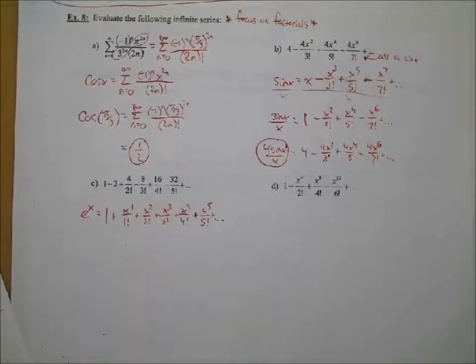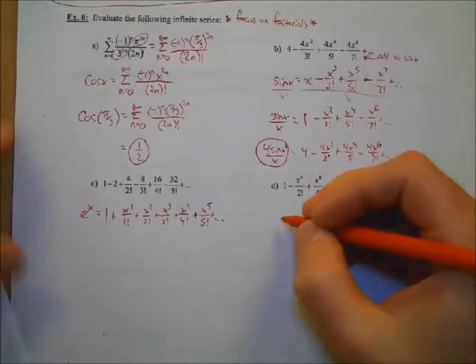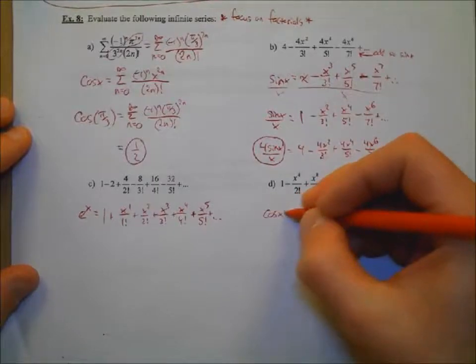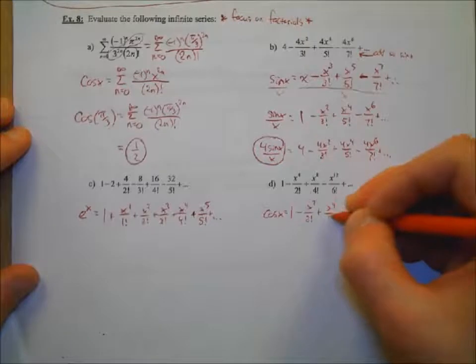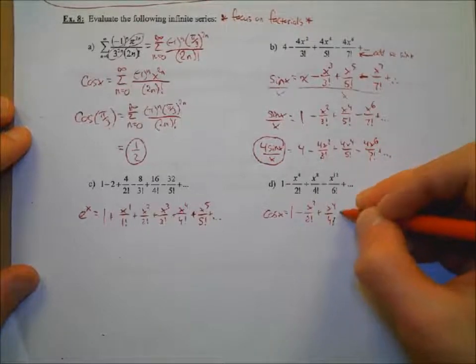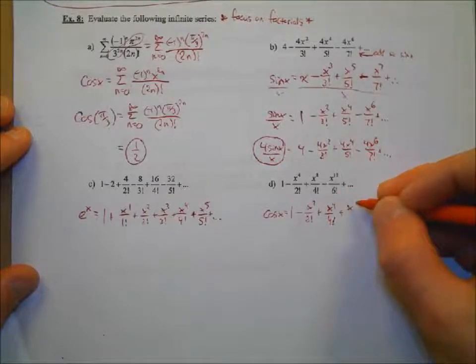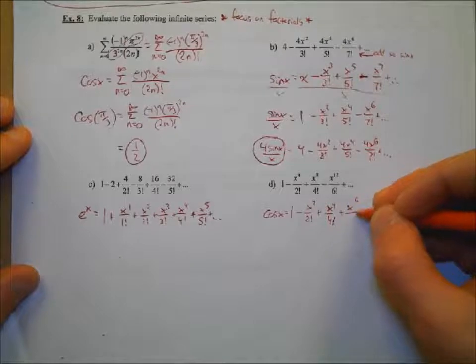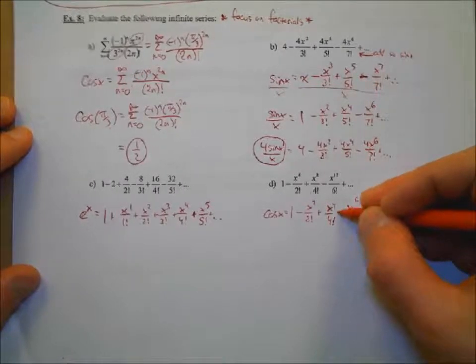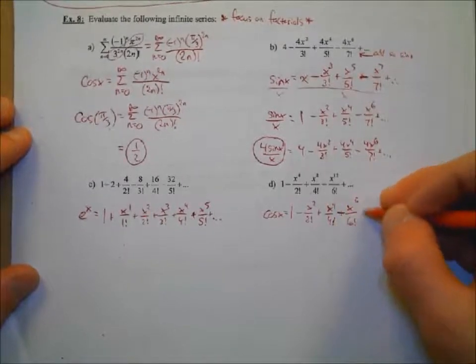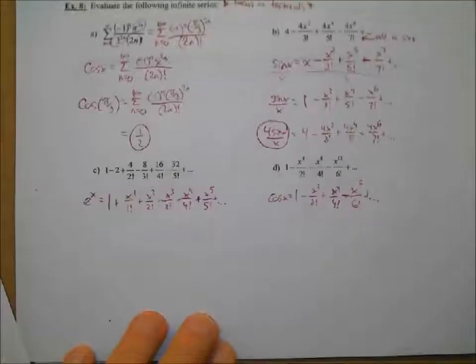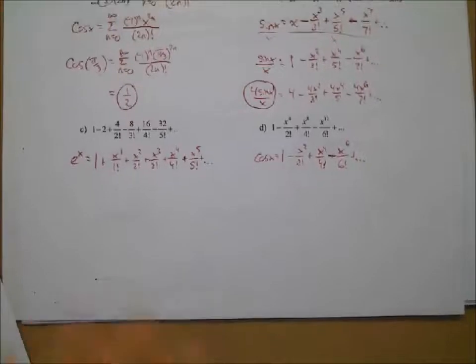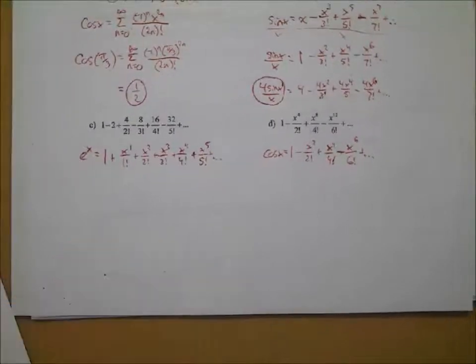And then we said D was cosine, so cosine of x, right? That's equal to 1 minus x squared over 2 factorial plus x to the 4 over 4 factorial minus x to the 6 over 6 factorial. Okay. So go ahead and see if you can figure out what you would need to do to your e to the x or your cosine x there to make it match.